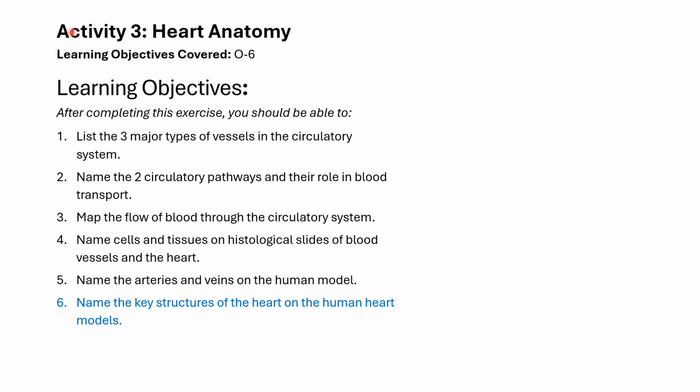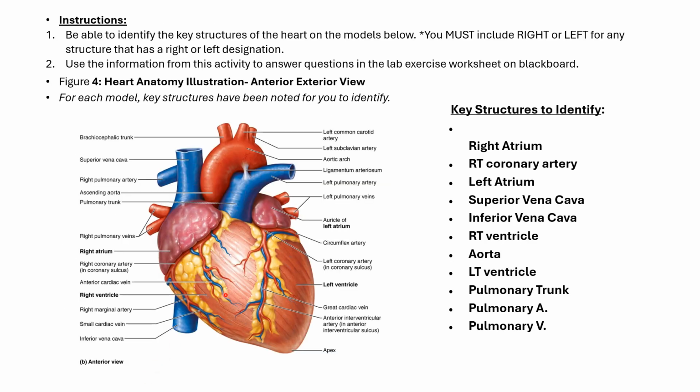This brings us to activity 3. In activity 3, we are going to learn about heart anatomy, and this is objective number 6. Name the key structures of the heart on the human heart model. All right. So these are the key structures which you have to know, and please read this: you must include right or left for any structure that has a right or left designation. Okay, so let's go over these. Let's try to identify these structures. I will not spend too much time because it is labeled. It is also present in your Pearson e-text.